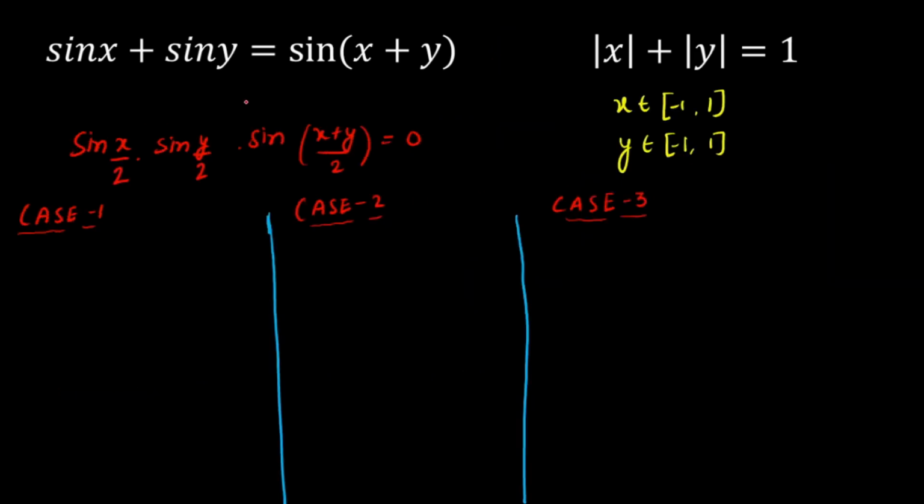Now previously we have solved the second equation and we got the second equation as a product of three numbers, that is sine of x by 2 multiplied by sine of y by 2 multiplied by sine of x plus y whole divided by 2 is equal to 0. Now if product of three numbers is equal to 0, that means either first number is 0 or second number is 0 or third number is 0. So let's start with case 1, that is, let's say sine of x by 2 is 0.